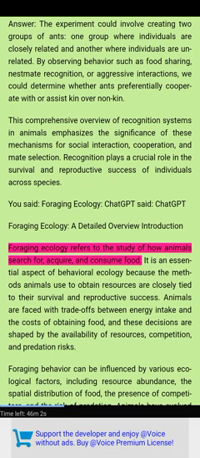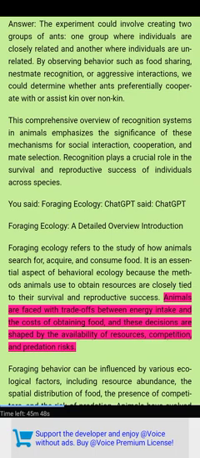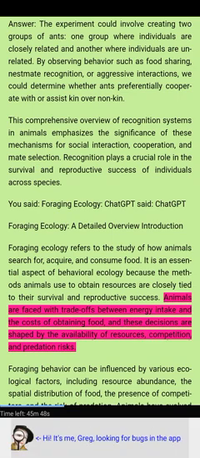Foraging ecology refers to the study of how animals search for, acquire, and consume food. It is an essential aspect of behavioral ecology because the methods animals use to obtain resources are closely tied to their survival and reproductive success. Animals are faced with trade-offs between energy intake and the costs of obtaining food, and these decisions are shaped by the availability of resources, competition, and predation risks.